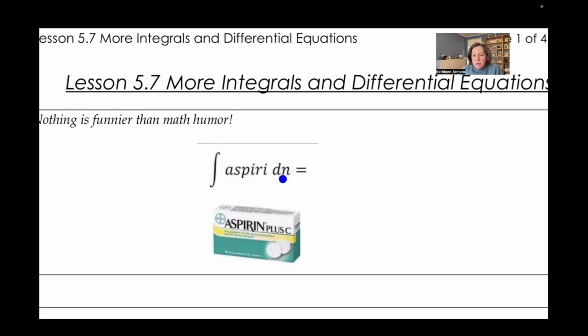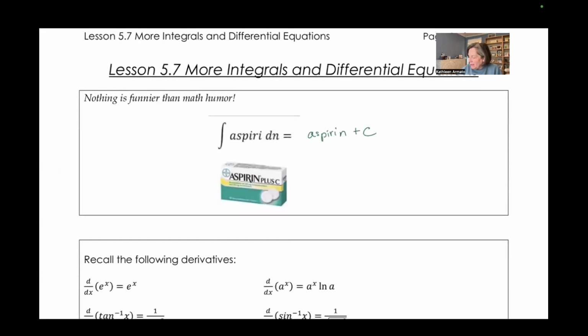Since we're taking the derivative with respect to n, everything else is just a constant. And I would put that constant times n, and don't forget the plus c. Get it? Yeah, nothing's funnier than math humor.